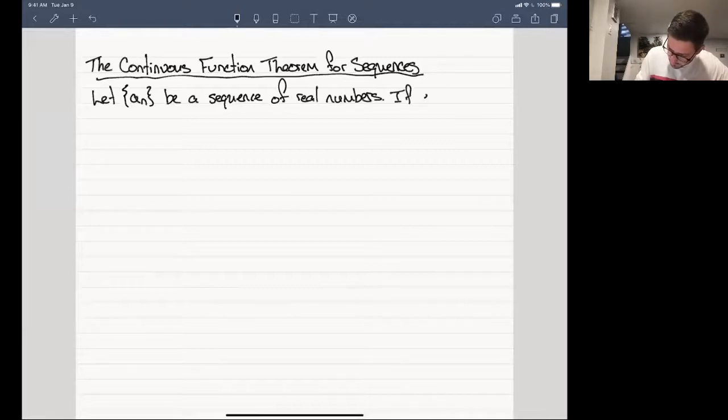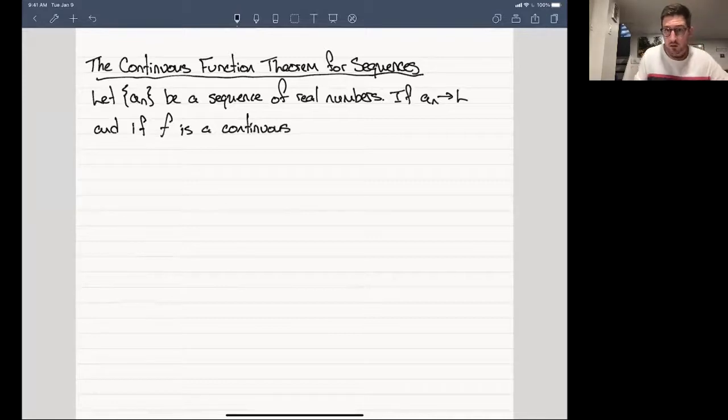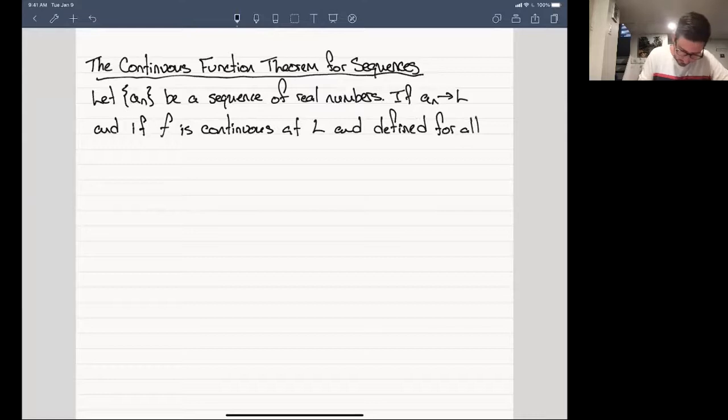And then, if an converges to some limit L, and if f is a continuous function, or let's be precise here, is continuous at L, and defined, so we'll be very technical here for a second, for all an, so you can actually evaluate f at each element of your sequence, then f of an converges to f of L.